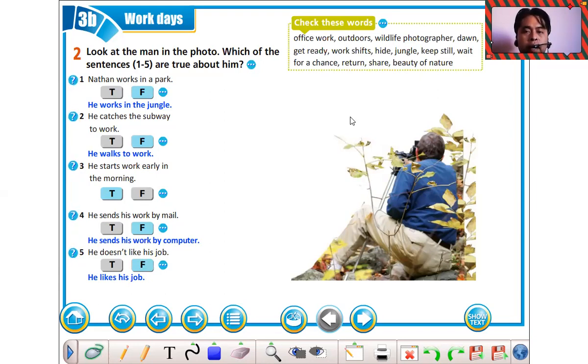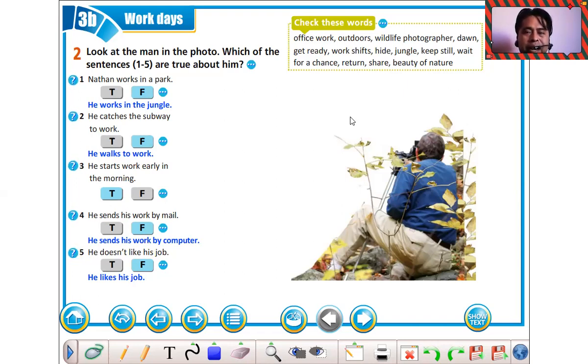Office work. Outdoors. Wildlife photographer. Done. Get ready. Work. Shifts. Hide. Jungle. Keep still. Wait for a chance. Return. Share.